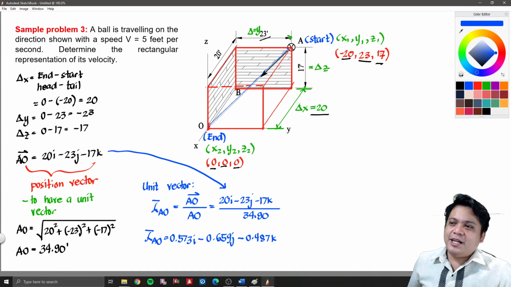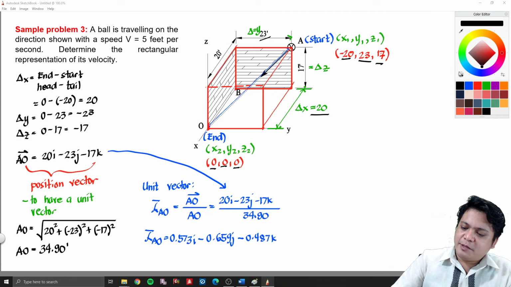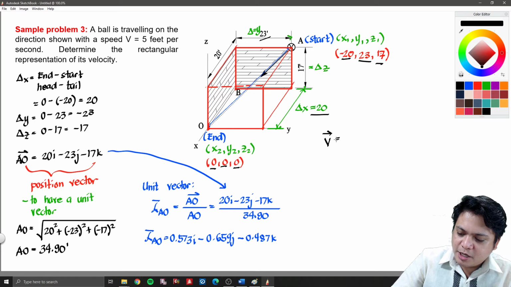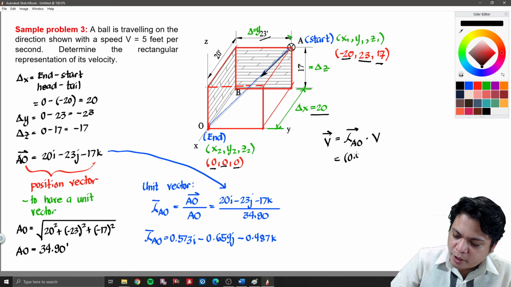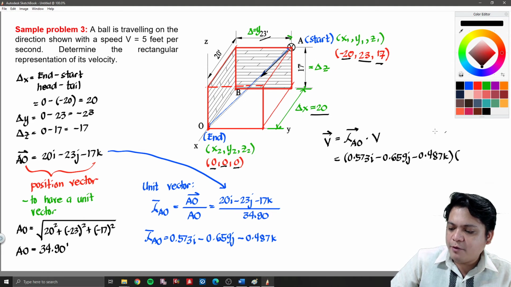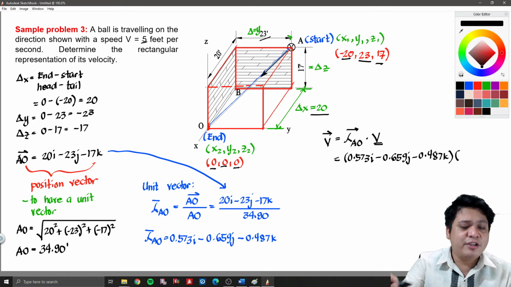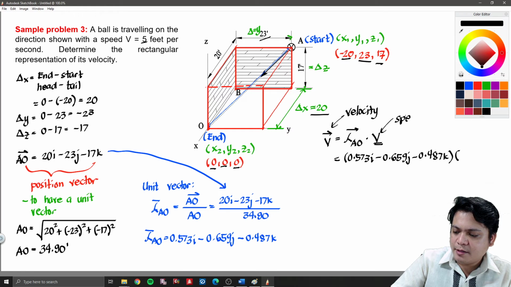Okay? So, sabi natin kanina, para ma-represent natin yung isang force, i-multiply lang na natin yan sa magnitude. So, ibig sabihin, yung velocity vector pala nito, it is just equal to lambda A sub O. Okay? And then, i-multiply ko siya ng aking velocity. In short, this one, it would become equal to 0.573 of I minus 0.659 of J and then minus 0.487 of K. And then, I will multiply it by the velocity. And that is, speed yun speed na to. So, this one is velocity. And then, this one is speed. Okay? Na 5 feet per second. So, i-multiply mo siya naman by 5.